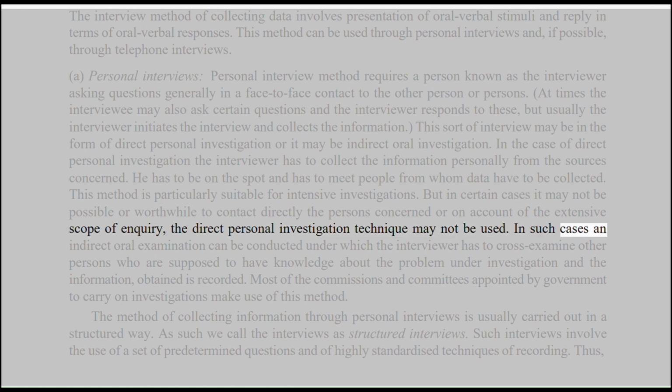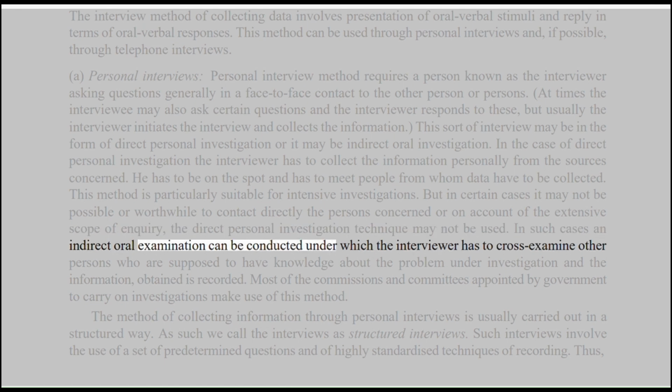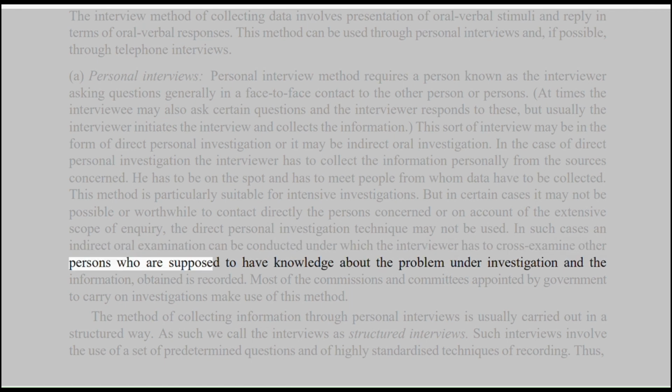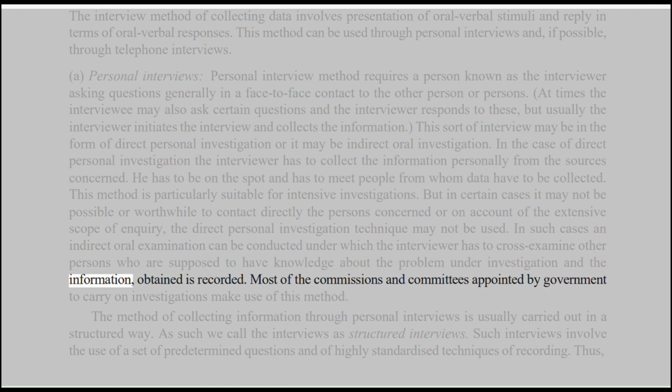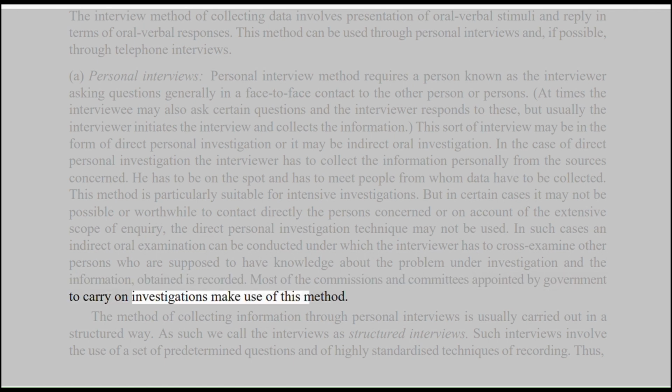In such cases an indirect oral examination can be conducted, under which the interviewer has to cross-examine other persons who are supposed to have knowledge about the problem under investigation, and the information obtained is recorded. Most of the commissions and committees appointed by government to carry on investigations make use of this method.